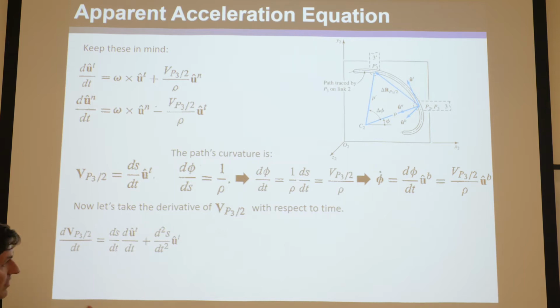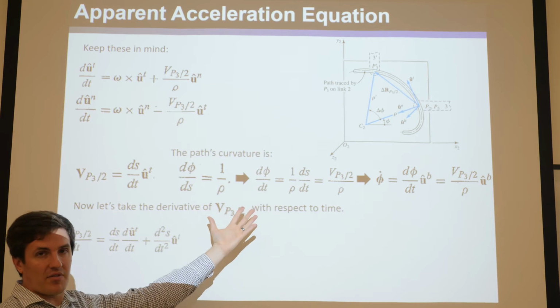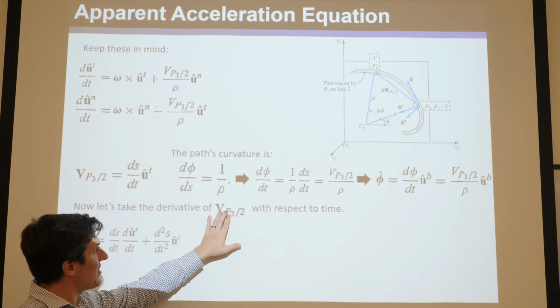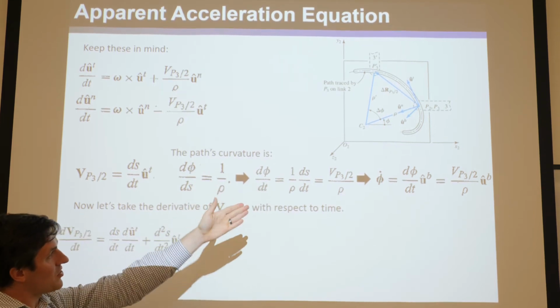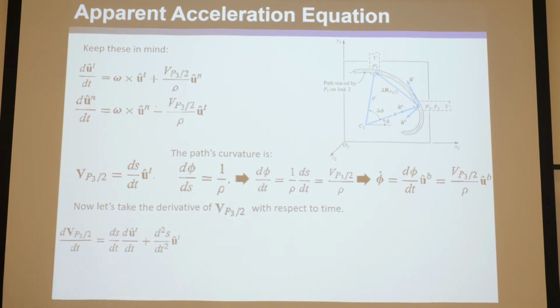So it makes sense that if you want to find the apparent acceleration, you would just take the derivative of the apparent velocity with respect to time. So this is the velocity of p3 with respect to 2. If you're an ant on 2, what's the apparent velocity of p3? Well, let's take the derivative and find the apparent acceleration of p3 with respect to 2. That's what we're doing. I forgot to tell you that.